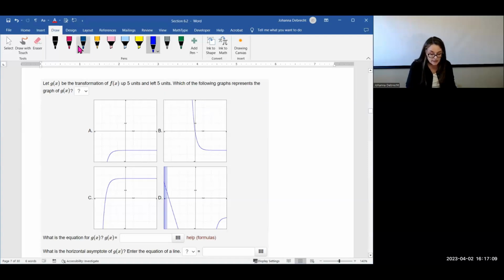So I think that both A are out. D doesn't look like an exponential. I don't know what's going on here on the left, but this doesn't look right at all. What about C? Well, it's got a horizontal asymptote at 5. It's crossing close to that. It looks like this point right here is (-5, 0).